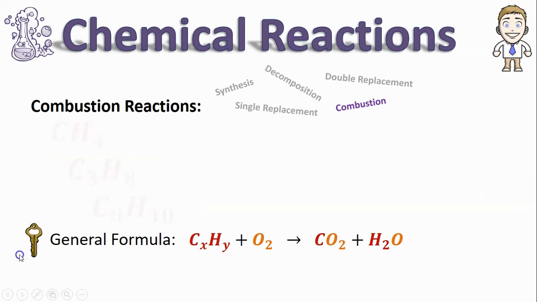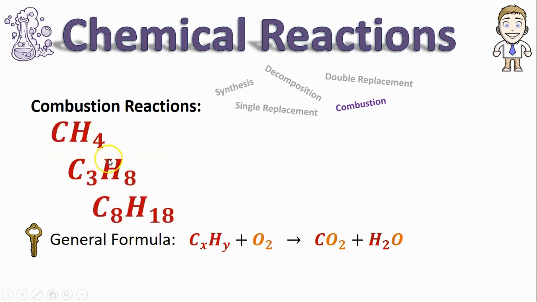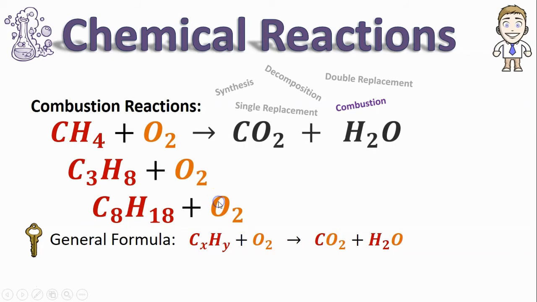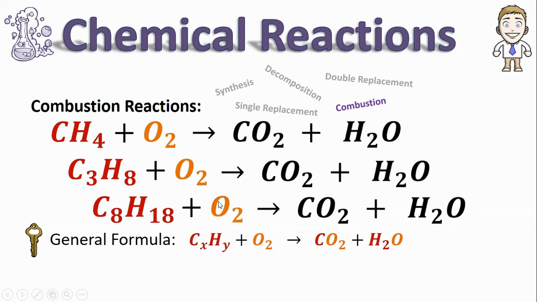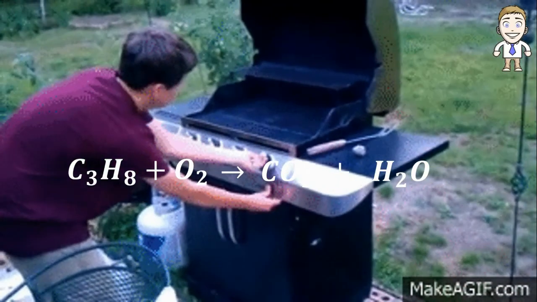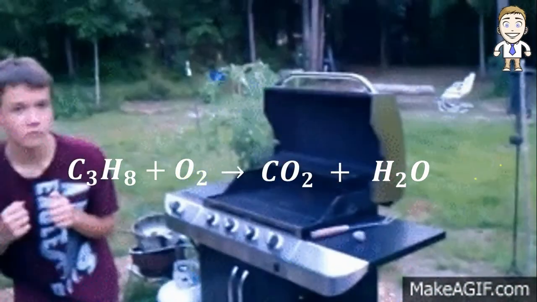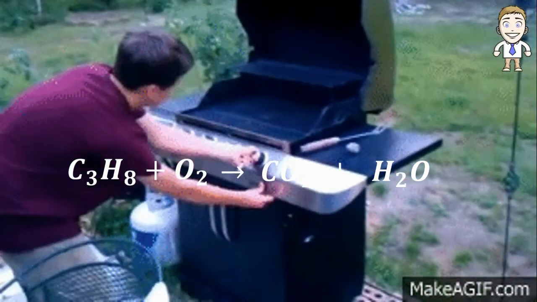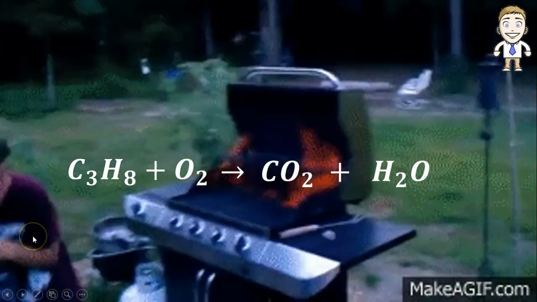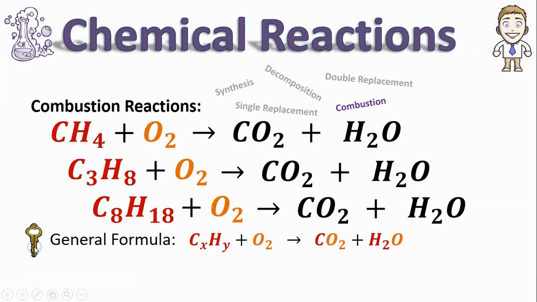Here's 3 examples using this general formula. We've got our 3 hydrocarbon examples: methane, propane, and octane. All will combust, so all would be plus O2. Notice the products, CO2 and H2O for each, because no matter what hydrocarbon is combusting, you'll always get CO2 and H2O. Also, along with your typical telltale signs of light and heat. Here we've got propane in a propane grill catching fire, producing, of course, light and heat.